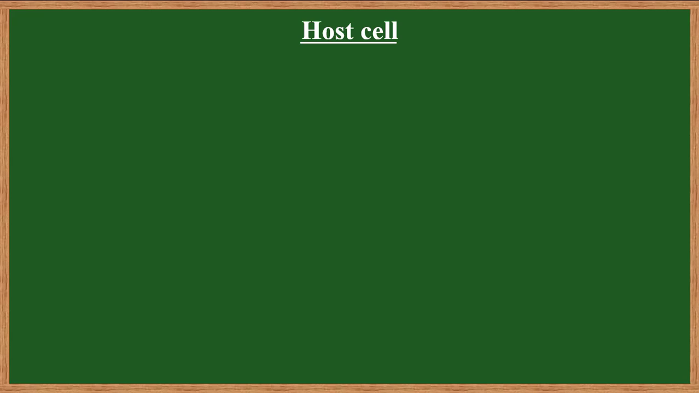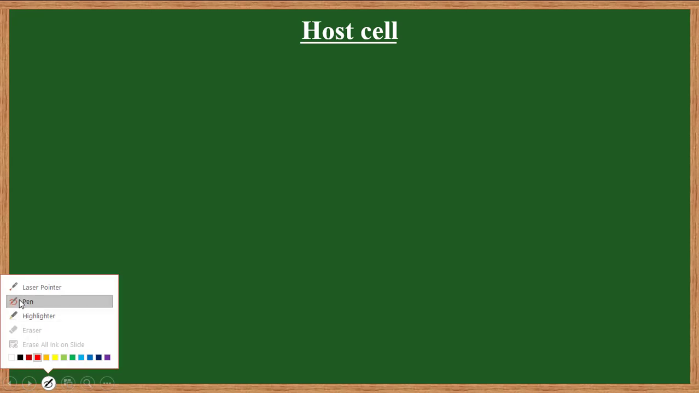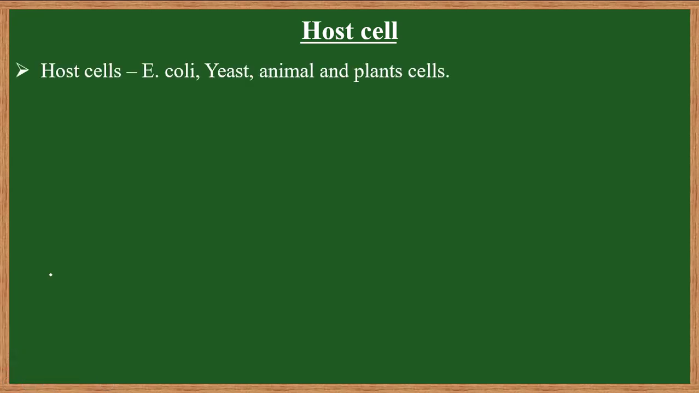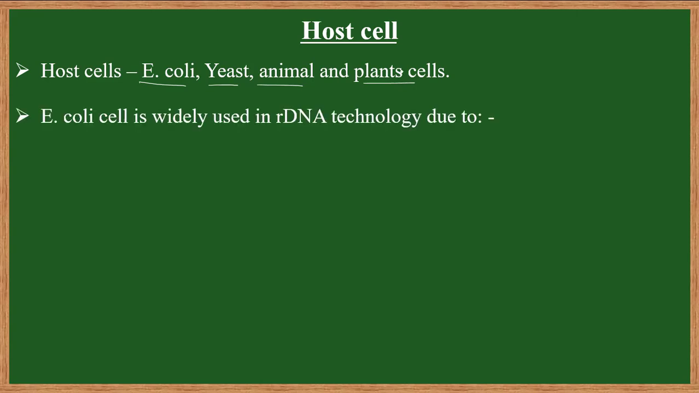Today again we will see one more rDNA tool. Today we will see about the host cell. In host cell there are different types of cell: E. coli cell, yeast cell, animal cell, plant cell. We can use them according to the gene of interest and according to the vector. One by one we will see.